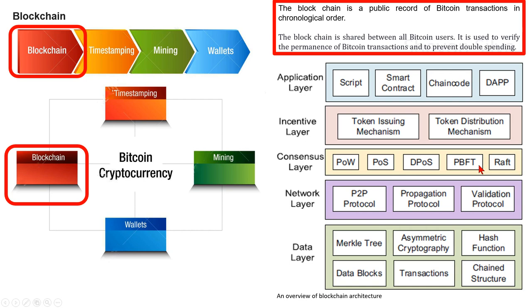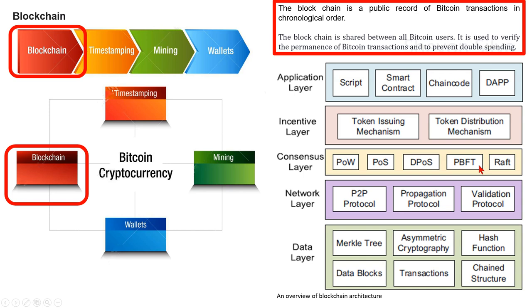PBFT operates in rounds, which are broken into four phases: request, pre-prepare, prepare, and commit. In PBFT systems, only one node is the primary node and the others are referred to as secondary nodes. In each round, a primary node would be selected according to some rules. Once the primary node receives the request from the client, the primary node broadcasts the request to the secondaries. The nodes, both primary and secondaries, perform the service requested and then send back a reply to the client.